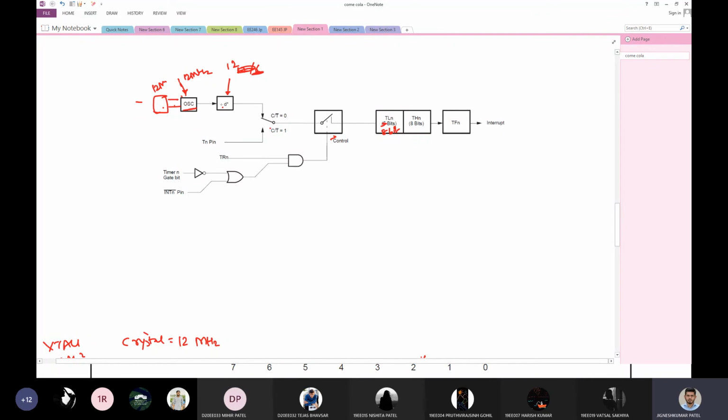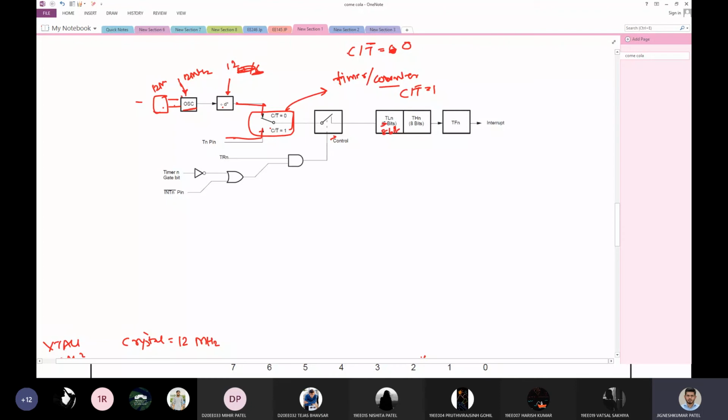Then as soon as you have the divide by 12, there is a selection. See here, this is a selection bit, and this selection is between a timer and a counter. We'll focus on the counter later on. Right now we are discussing the timer. To have it in timer mode, you have this bit C/T bar equal to 0. So to program it as a timer, you write C/T bar equal to 0, and to program it as a counter, you write C/T bar equal to 1.